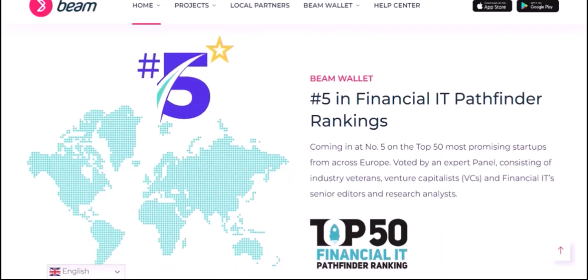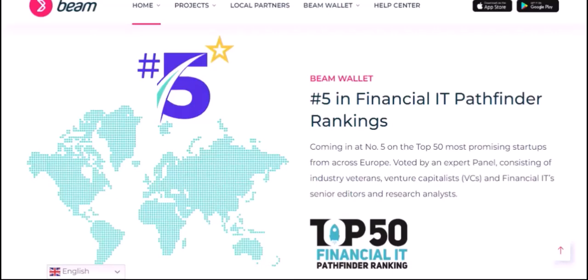How does privacy work in Beam? Beam employs a technology called confidential transactions. This means that your transaction details, such as the amount and recipient, are hidden from the public blockchain. Only you and the recipient can see this information.